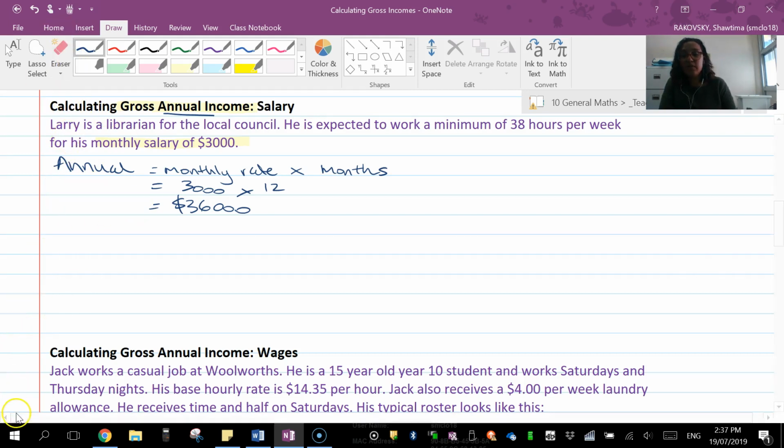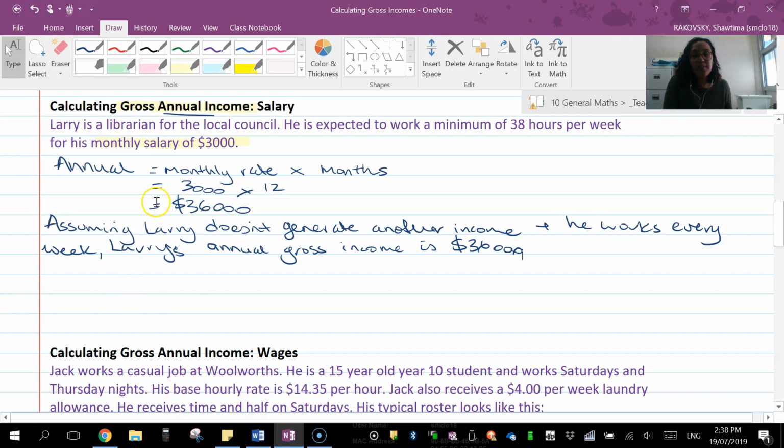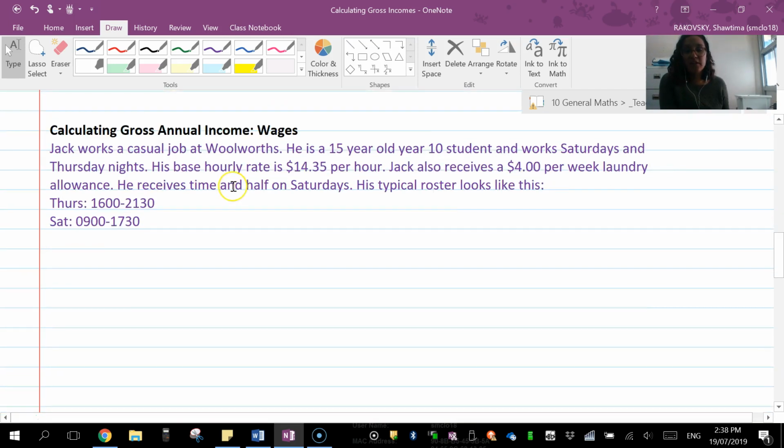So we'll have a look at that. What I've done there is written a statement, assuming, and I've mentioned my assumptions here. We've talked about assumptions before. They're the things that you need to assume in order for the mathematical model to work. So assuming Larry doesn't generate another income from another job. We don't know if Larry's an Uber driver during the week, and he works every week that he's in the year, Larry's annual gross income is $36,000.